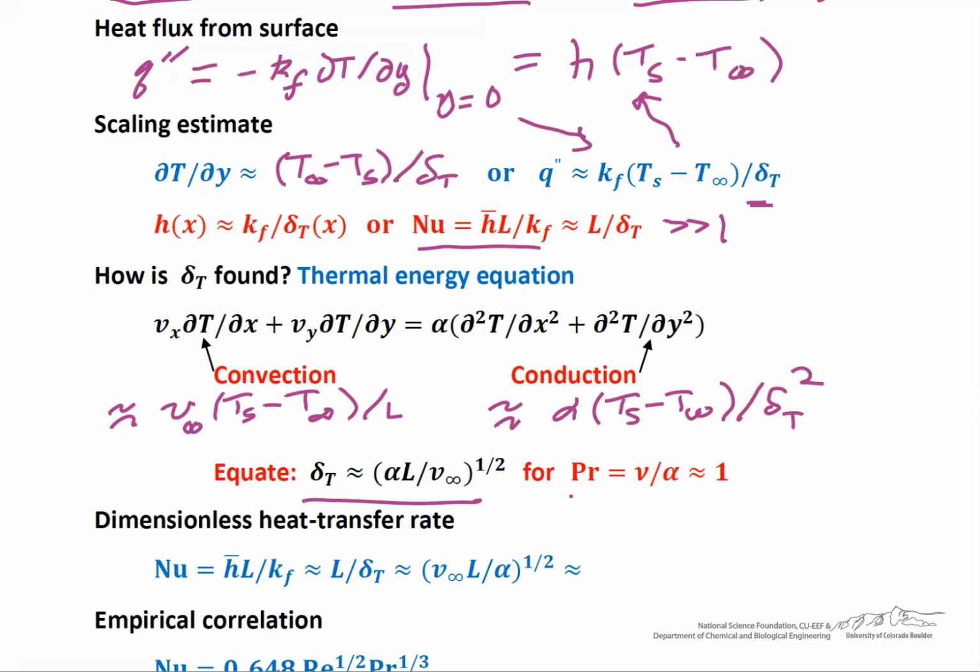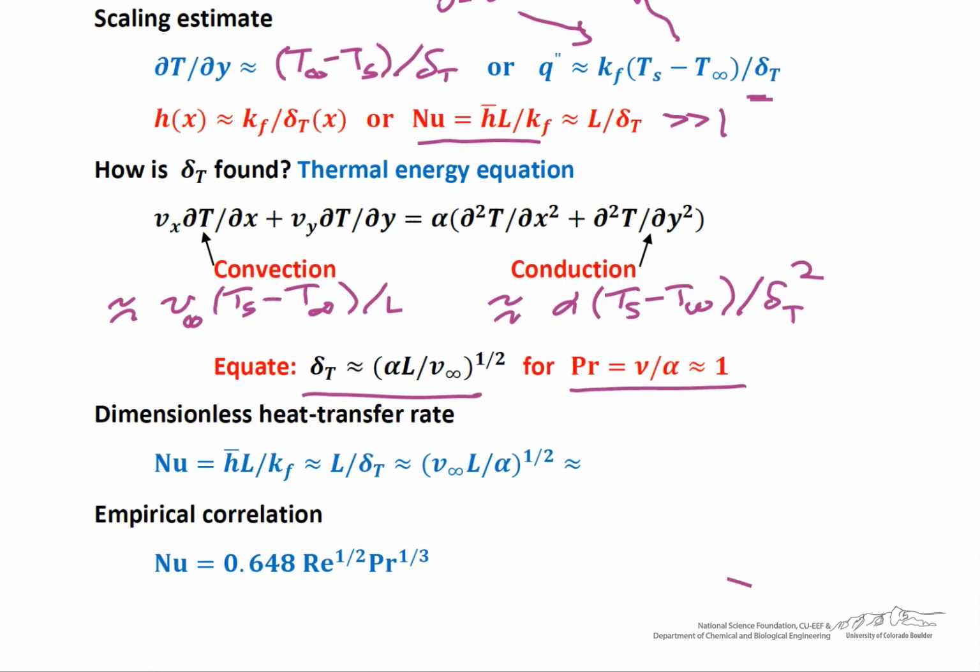And this scaling holds for Prandtl numbers of order unity, so simple liquids and gases. There's a slightly different scaling if the Prandtl number is large, because then the boundary layer is thinner. The thermal boundary layer is thin compared to the momentum boundary layer, and the velocity in that thermal boundary layer is lower, and there's a different scaling. I'll say a little bit more about that in a minute.